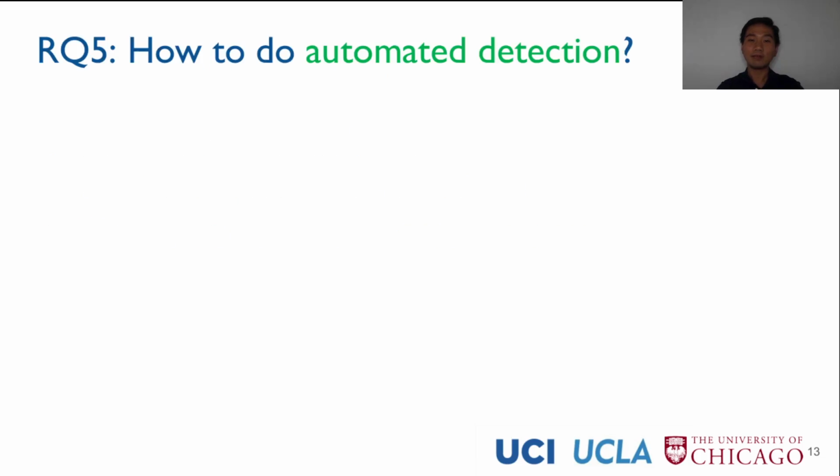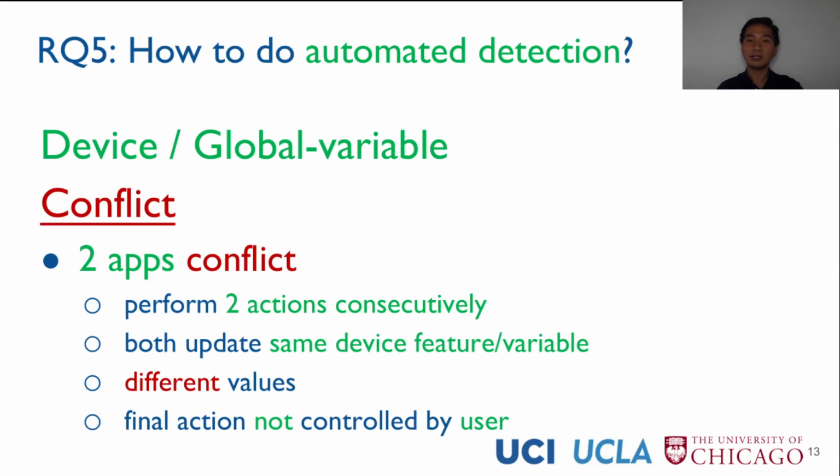Now we finally arrive at the fifth research question. How can we automate the conflict detection? The manual study we first conducted gave us the following insight. We found that for the device and global variable groups, more formally we can say that two apps conflict if we can find two actions that are performed consecutively and they both update the same device feature or variable with different values and the final action is not controlled by the user.